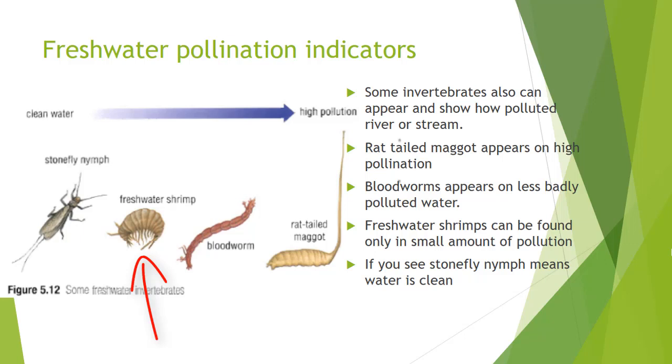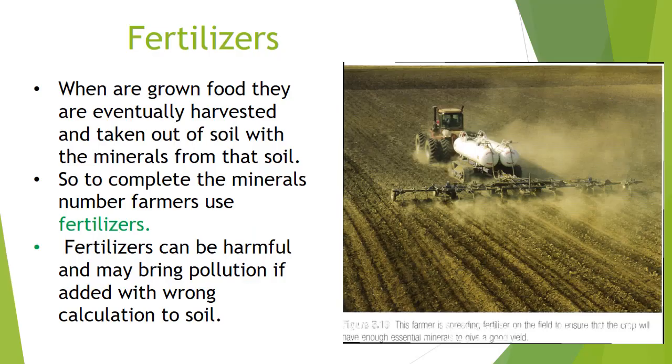They are found in a small amount of pollution, but if you meet the stonefly nymphs, as you can see here in the picture, they are found only in clean water. It means that the water is clean and it can be used. So let's continue with the biological indicators.